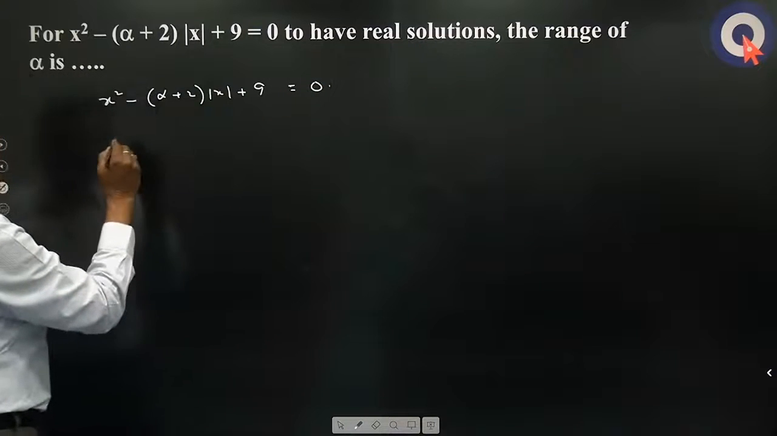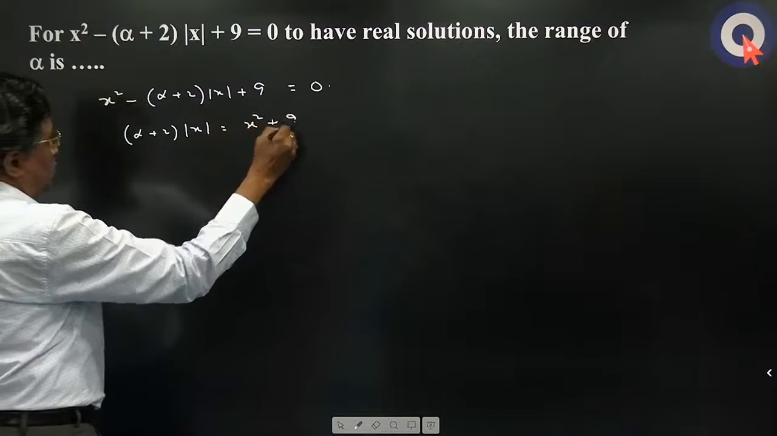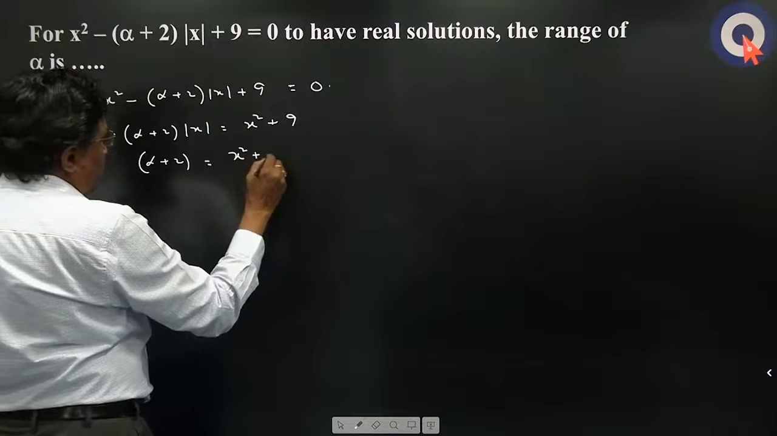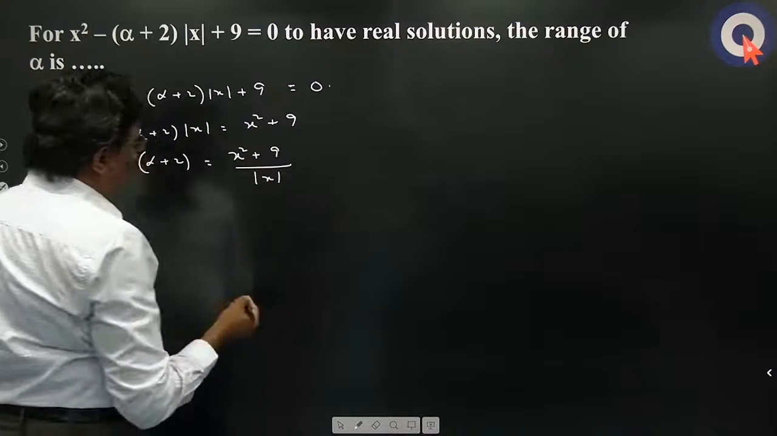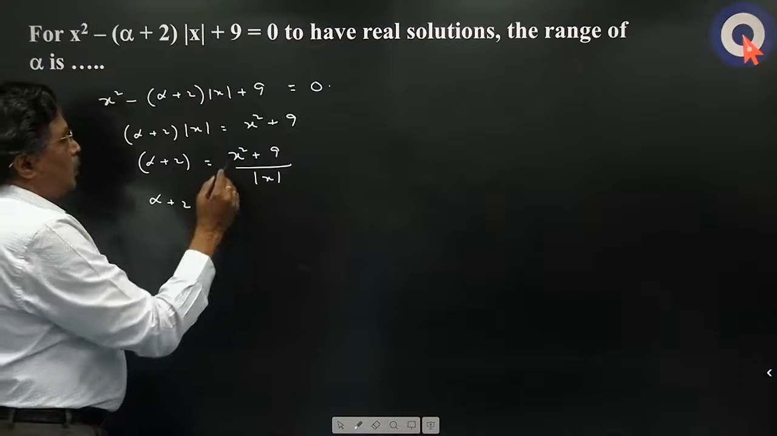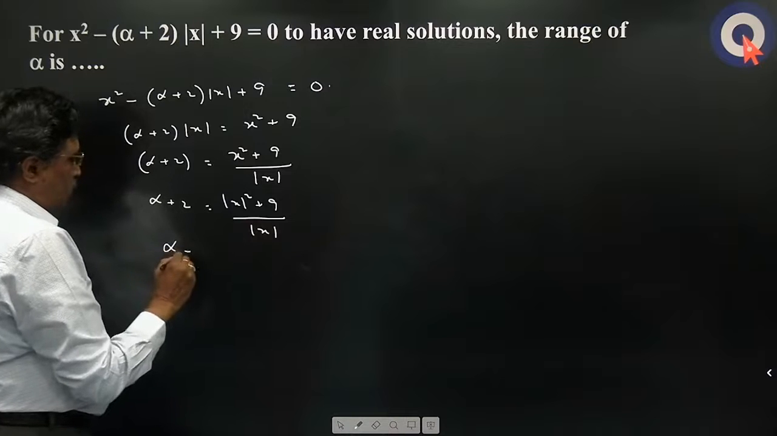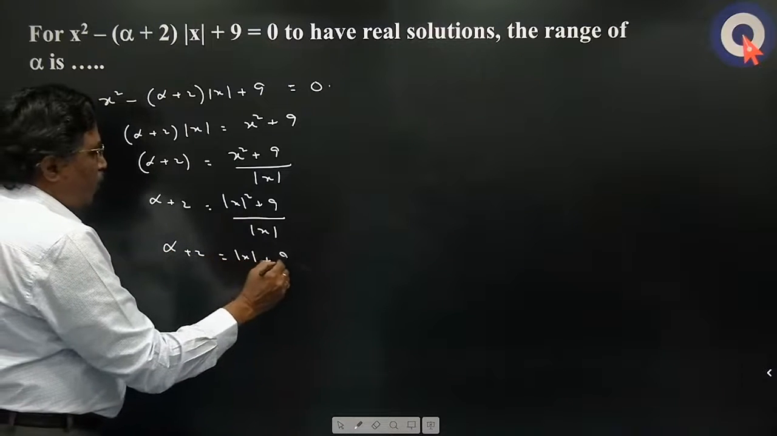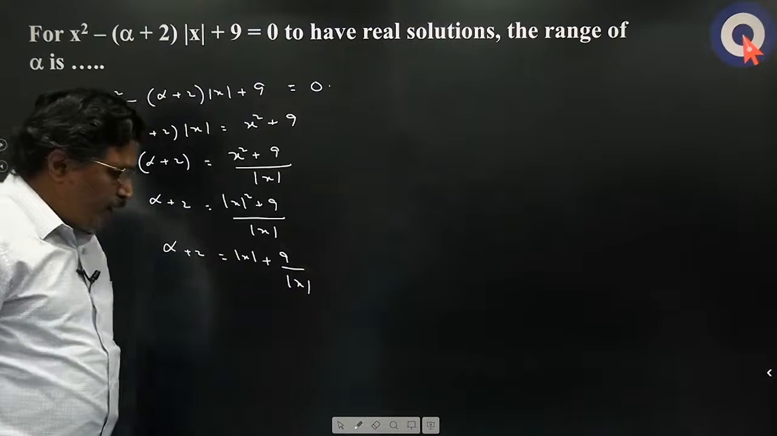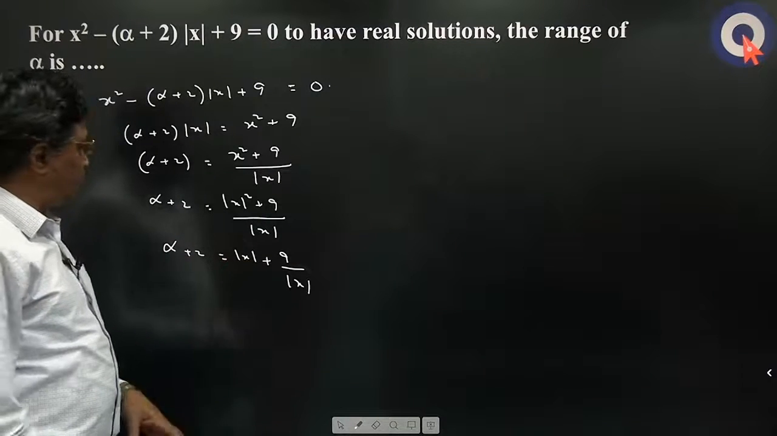All right. So now (alpha plus 2) into mod x is equal to x square plus 9. Therefore, alpha plus 2 is equal to (x square plus 9) by mod x. X square or mod x square makes no difference. So therefore, alpha plus 2 is (mod x square plus 9) by mod x, which you can write as mod x plus 9 by mod x. Now, when we see two positive non-negative quantities, we can think of the AM greater than GM inequality.